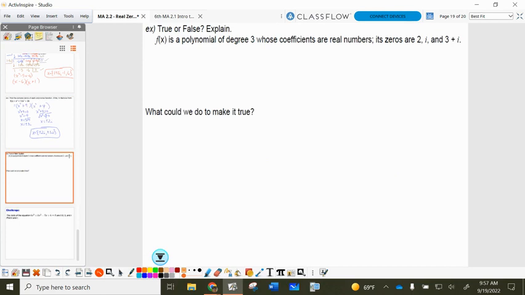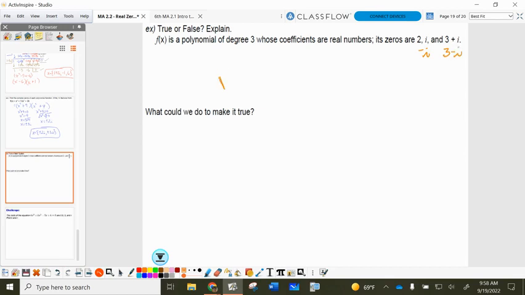F of x is a polynomial of degree 3. These coefficients are real numbers, and its zeros are 2, i, and 3 plus i. True or false? Well, it's degree 3, and we have 3 roots here, but 2 of them are complex, and they don't have their conjugate pairs. We know if i is a root, negative i has to be. If 3 plus i is a root, 3 minus i has to be.